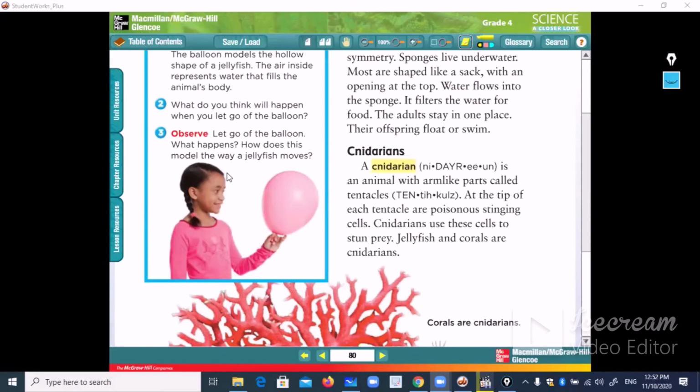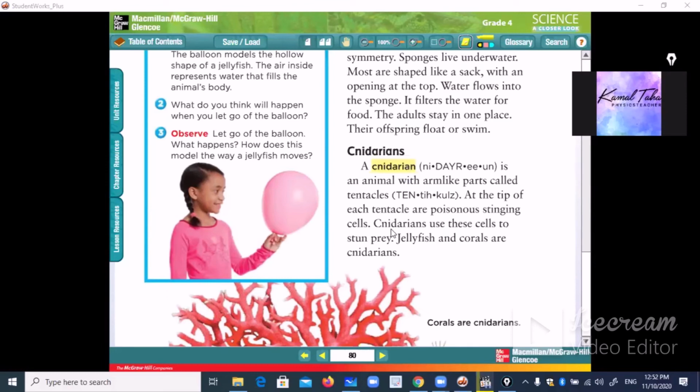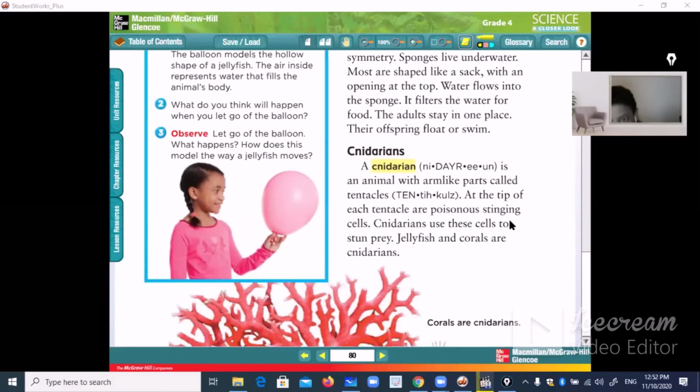Okay, Saif Ahmed, can you read it, Saif? Yes, read, habibi, from here. At the tip of each tentacle are poisonous stinging cells. Cnidarians use these cells to stun prey. Jellyfish and corals are Cnidarians. Excellent, thanks a lot, my dear friend.